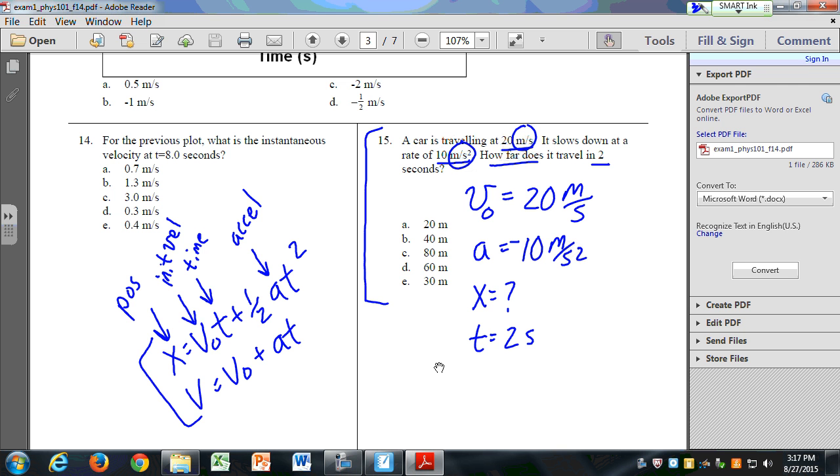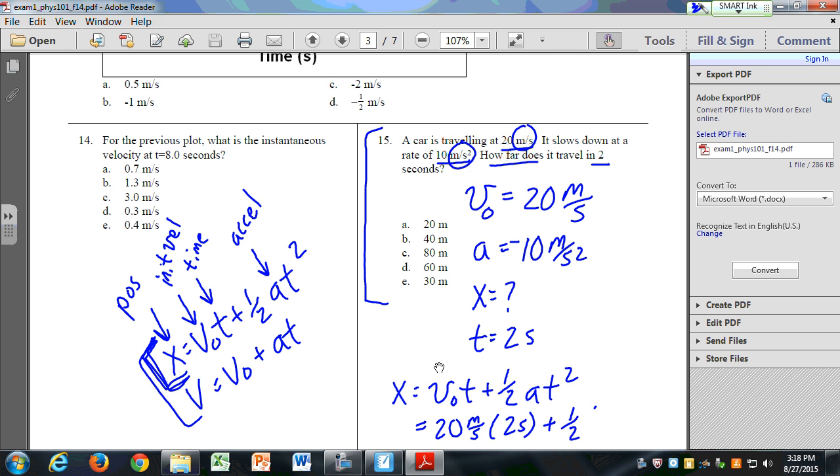All right, so I want to find x. That's easy because the only equation that has x in it is this one. So I say x is equal to v naught t plus 1/2 a t squared. And then I just plug in the right numbers. I'll say 20 meters per second times t, which is 2 seconds, plus 1/2, making sure I get that sign right, minus 10 times 2 seconds, and I square that. So that's 40 minus 5 times 4, which is 20, so it's going to be 20 meters.